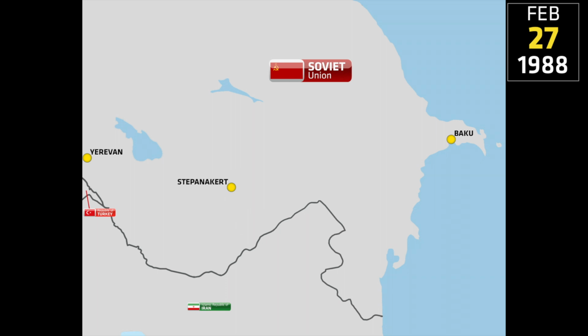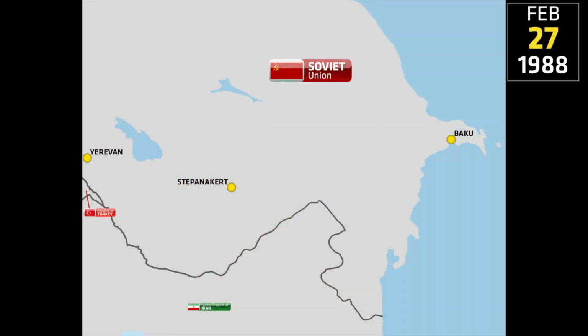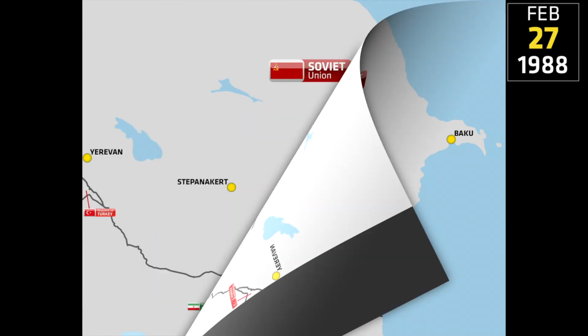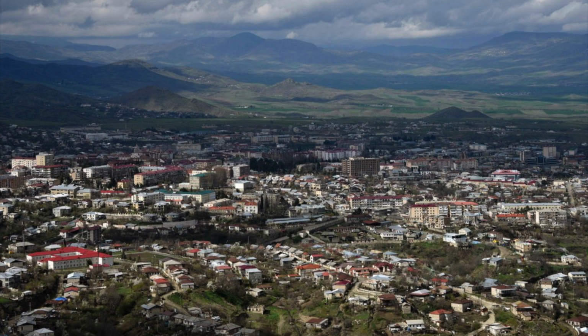After back-and-forth ethnic clashes and skirmishes in the early spring, on February 27th, rallies and protests turned into pogroms against the Armenian populace of Sumgait, with Armenian inhabitants killed or exiled. For the Armenians, this brought up memories of the Armenian genocide, and the clashes would continue in September, with Stepanakert one of the main centers of this tension.